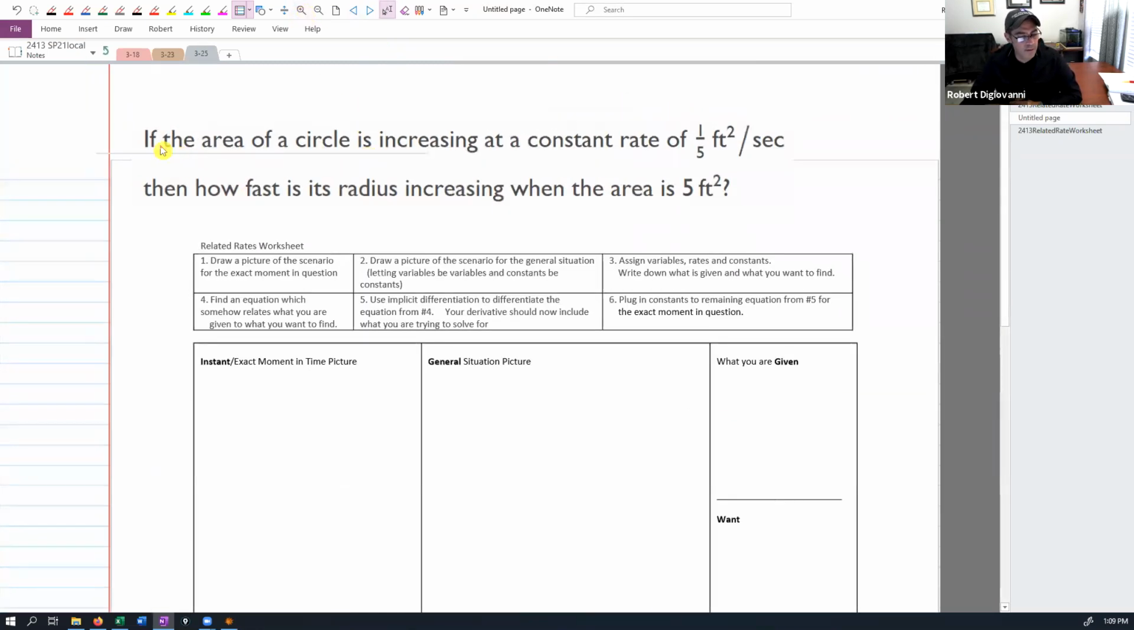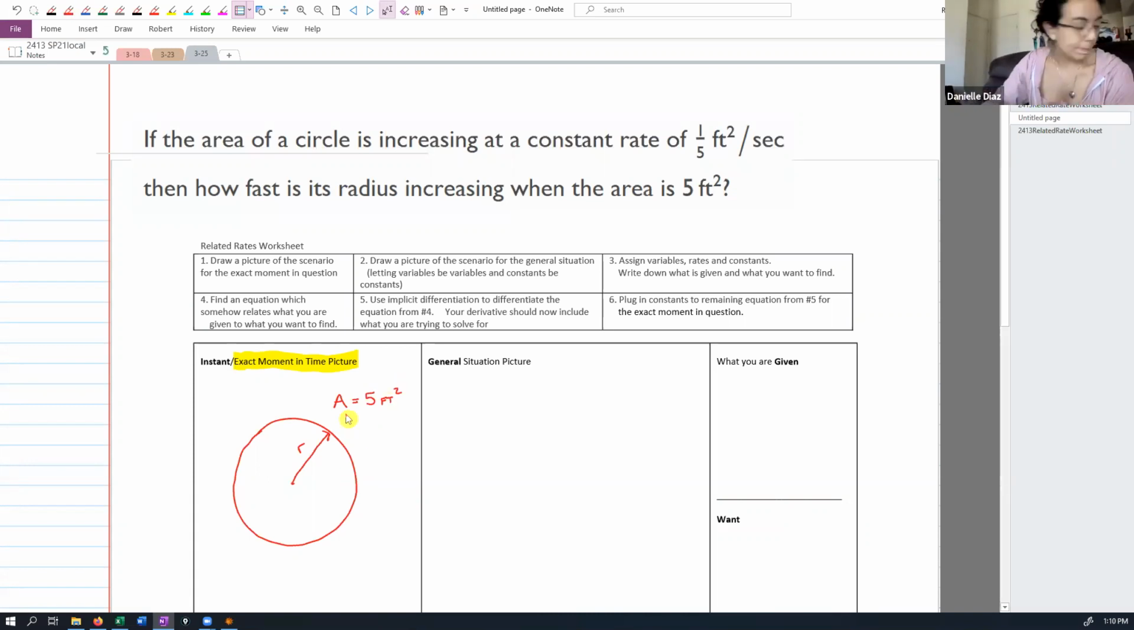Okay, so we are given that the area of a circle is increasing at a constant rate. We want to know how fast its radius is increasing when the area is 5 square feet. So the picture at the moment in time that we're talking about is a circle that has an area of 5 square feet. So we know this is the radius, whatever r is here. We know that at the moment we're talking about in time, the area is 5 square feet. Agreed? That's what's happening at the instant in time we're talking about.